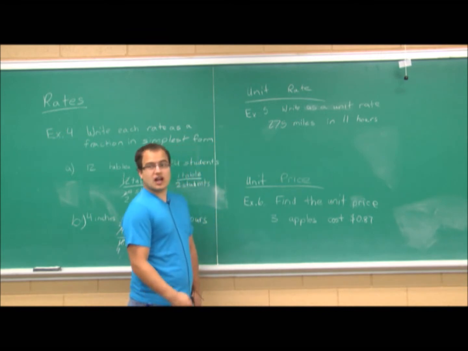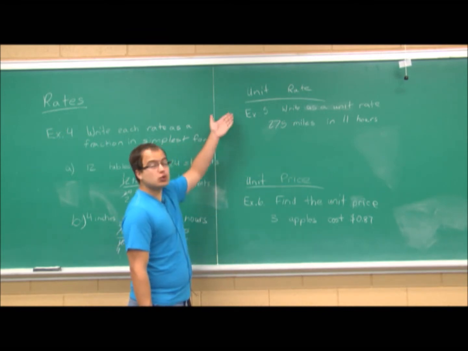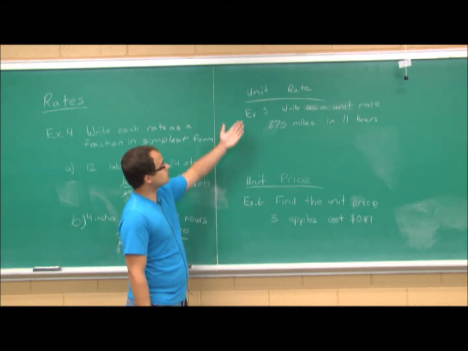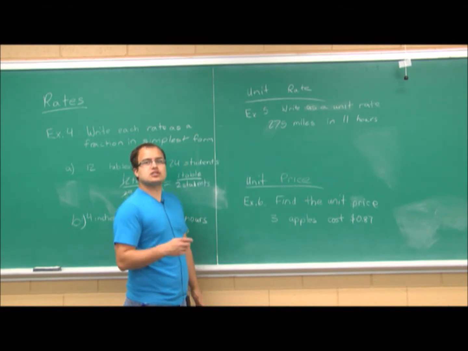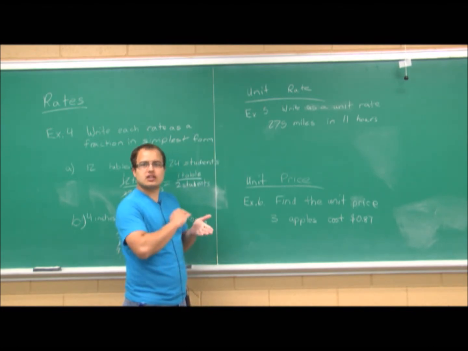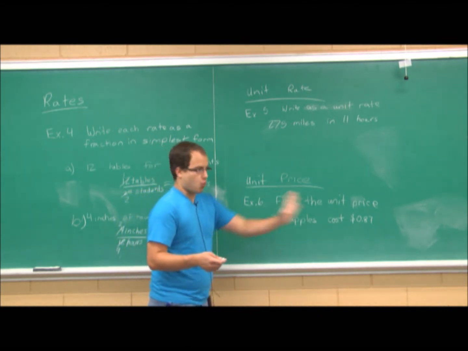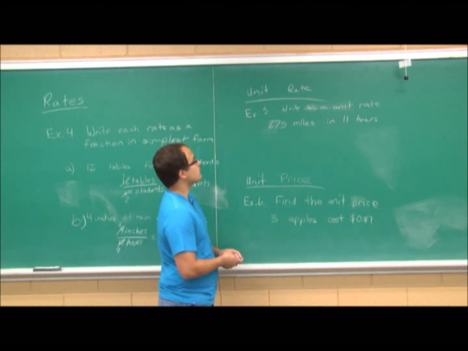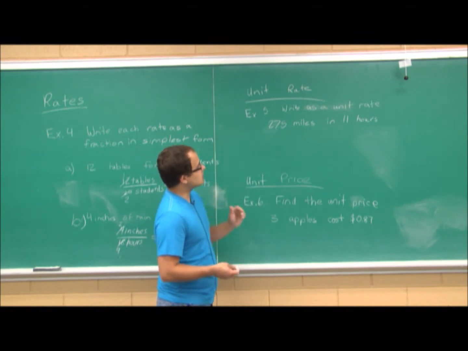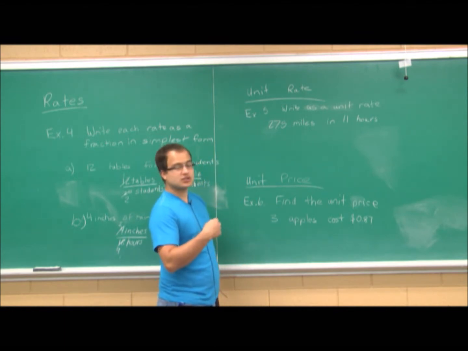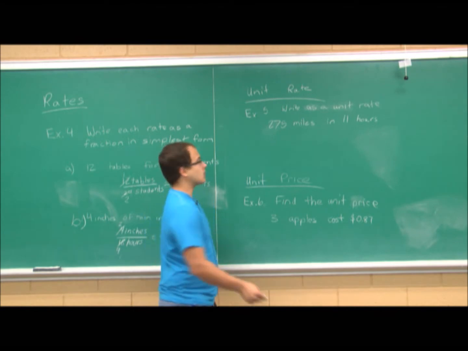Now we have some special kinds of rates. We have unit rate and unit price. Well, unit rate is just where the denominator equals 1, where you have like miles per hour. It's how many miles in 1 hour. That's a unit rate. So write example 5 as a unit rate. We have 275 miles in 11 hours.